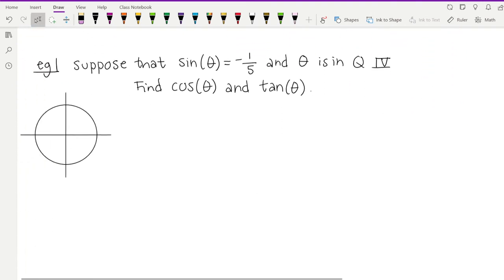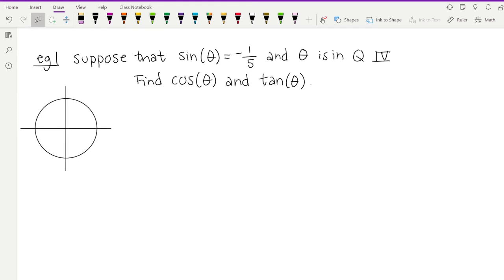Okay, so first example says, suppose that sine of theta is equal to -1/5 and theta is in quadrant 4. Find cosine of theta and tangent of theta. So we're going to be using the Pythagorean identity, but first let's just go ahead and sketch what theta might look like. We want to estimate roughly what theta could look like. So we know that sine of theta is -1/5. What does that tell us about our angle?